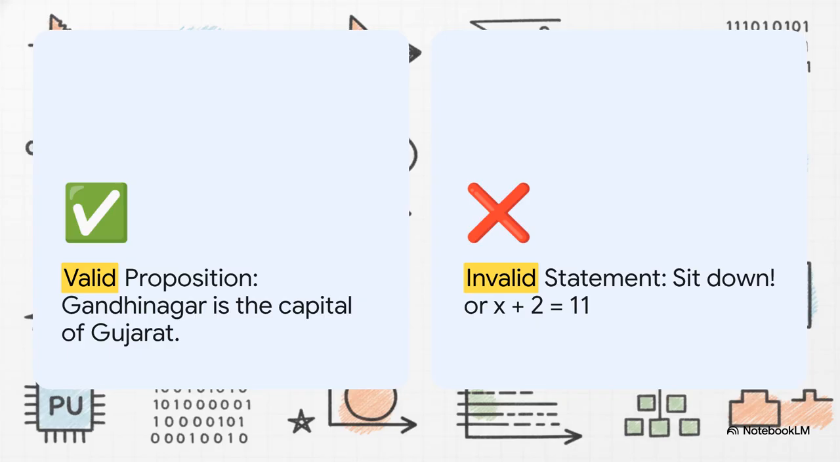To put that into perspective, look at the statement, Gandhinagar is the capital of Gujarat. That is a geographical fact. It is definitively true, which makes it a valid proposition. On the other hand, if I say, sit down, well, that's a command. It's neither true nor false. Or take x plus 2 equals 11. Because x is just a free variable, the truth is totally in limbo until we actually assign it a value, right? So, not a proposition.